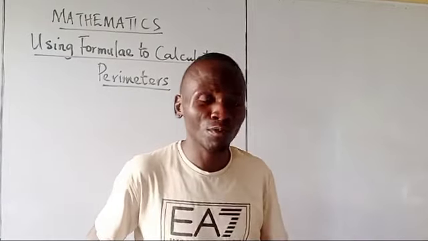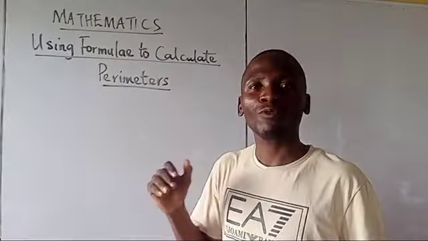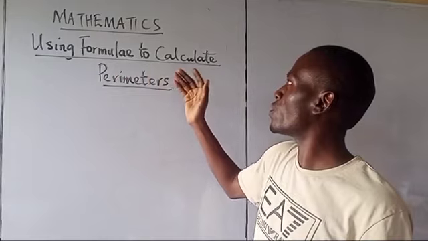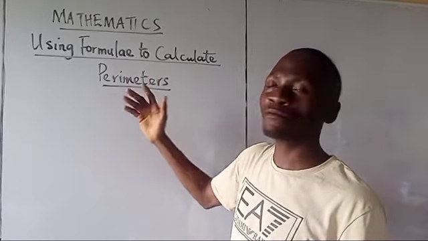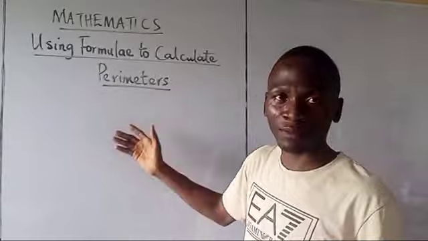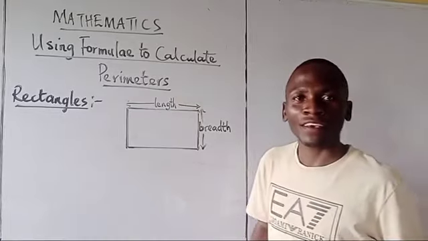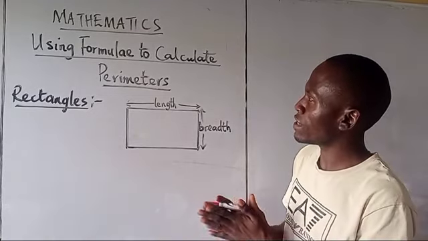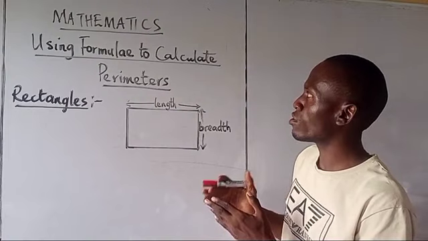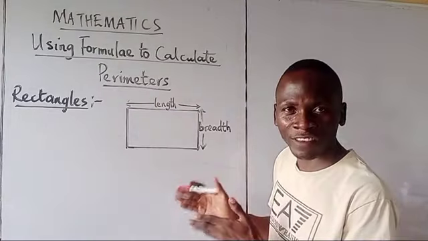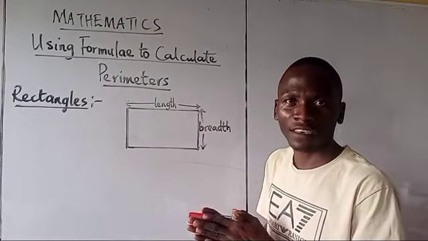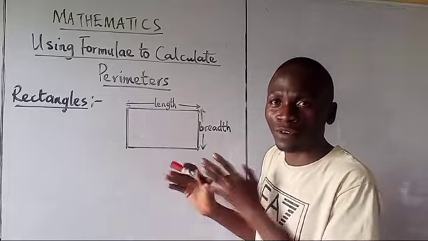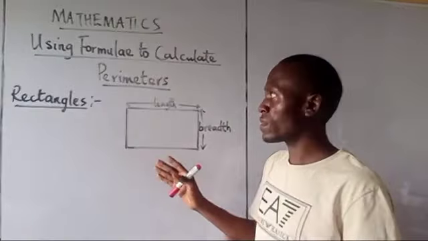Today, like I said, we are focusing more on using formulae to calculate perimeter. Here we are starting by looking at the application of formulae to understanding perimeters. And the first shape we'll be looking at is the rectangle. So we are starting with rectangles.